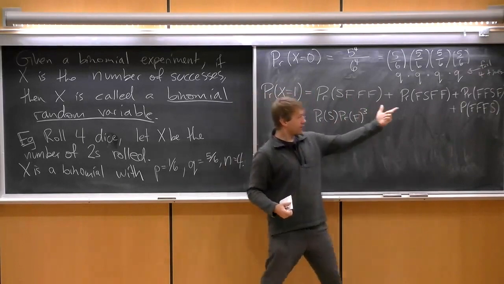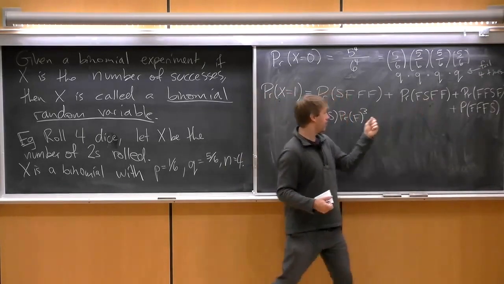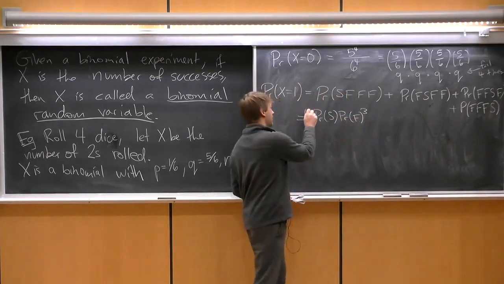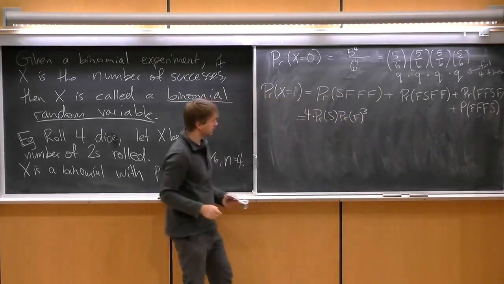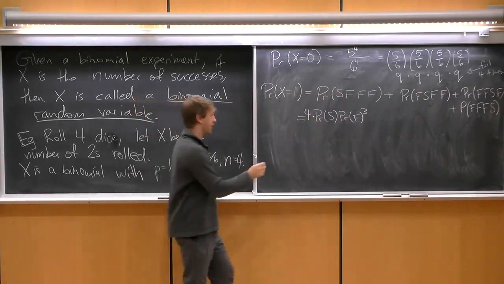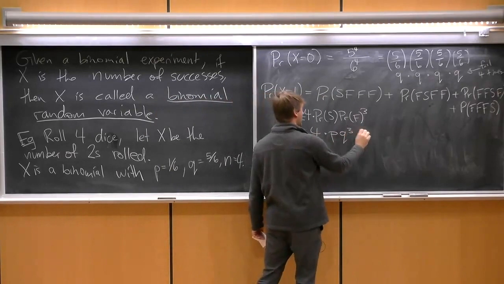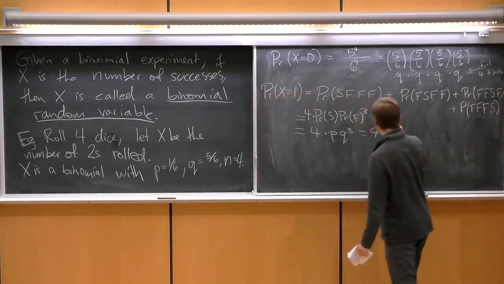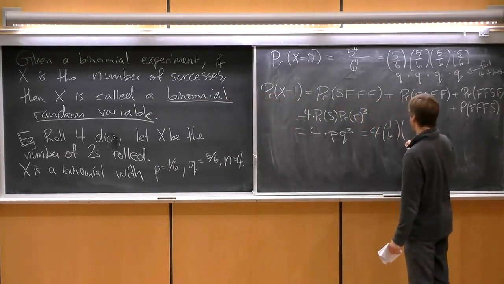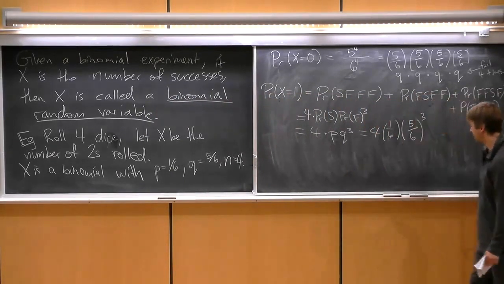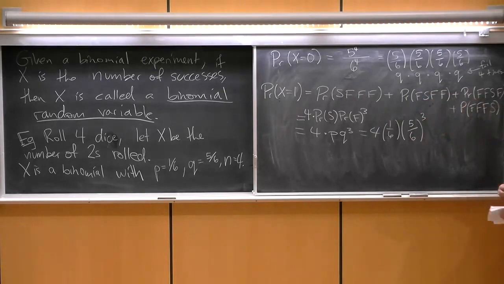But if you think about it, all of these are the same, right? They're all the probability of 1 success and 3 failures. So I've got 4 times this. So it's 4 times p times q cubed, which in this case is 4 times 1 over 6 times 5 over 6 cubed. Okay.